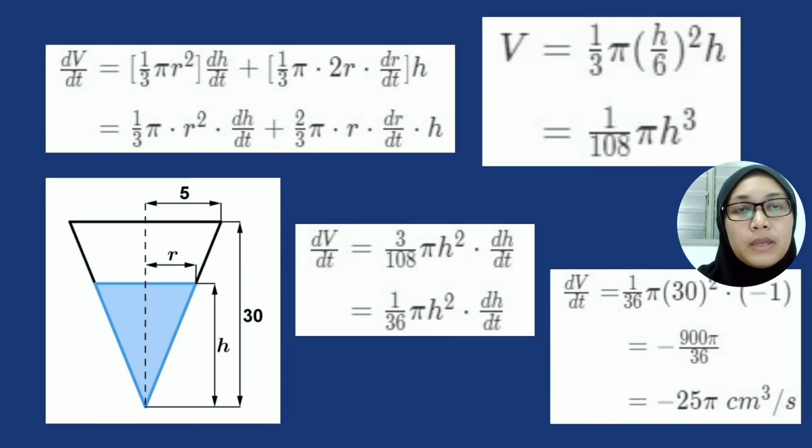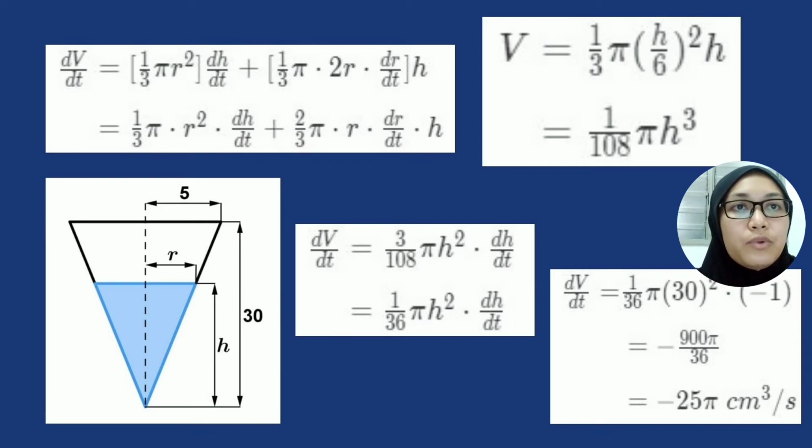dV over dt equals bracket 1 over 3 pi r squared bracket times dh over dt plus 1 over 3 pi times 2r times dr over dt times h. So that is equal to 1 over 3 pi r squared times dh over dt plus 2 over 3 pi times r times dr over dt times h. In this problem, we don't know exactly dr over dt, so we have to figure it out.